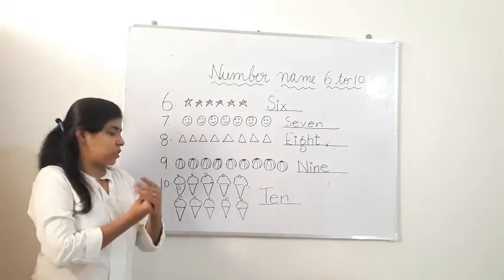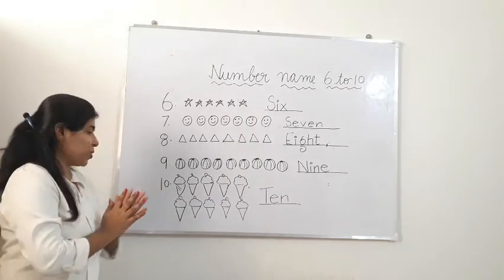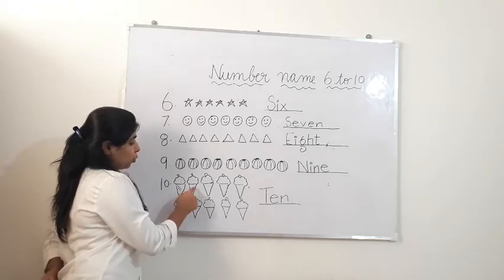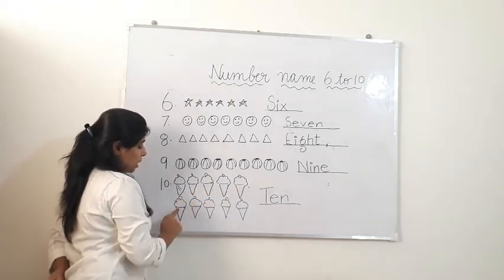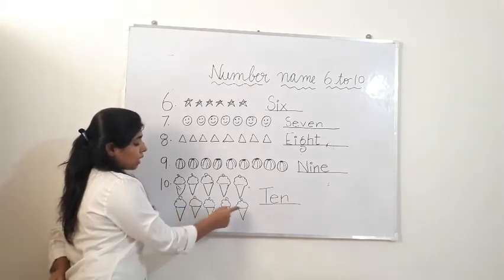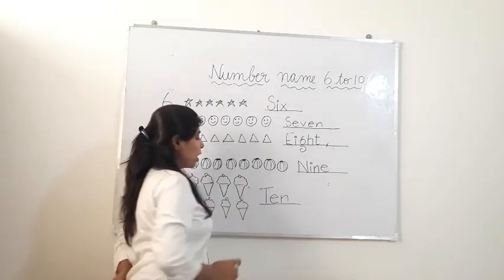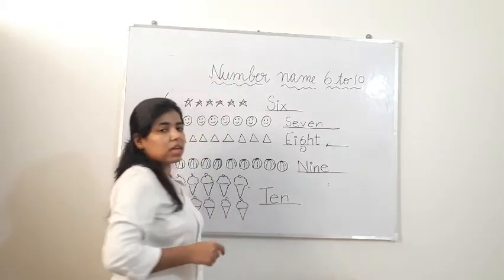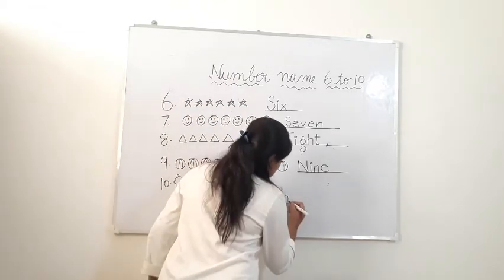Now, what is this? Your favorite ice cream. So let's count ice creams. 1, 2, 3, 4, 5, 6, 7, 8, 9, 10. How many ice creams are there? 10. And what is the spelling of 10? T-E-N. 10. T-E-N. 10.